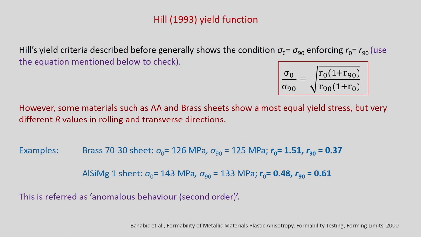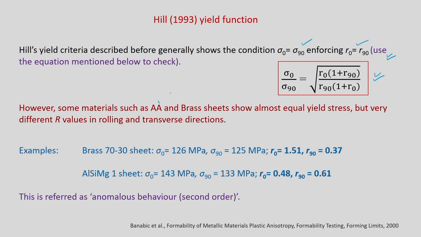This criterion is very important for us. 1993. Hill's yield criterion described before generally shows the condition sigma 0 equal to sigma 90 enforcing R equal to R 90, okay, which you can check by this particular equation, correct, which you have already done. This equation is actually in connection with your anomalous behavior, second one. This is what is being said actually.